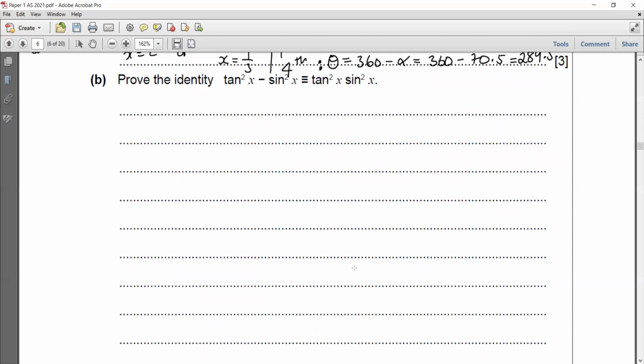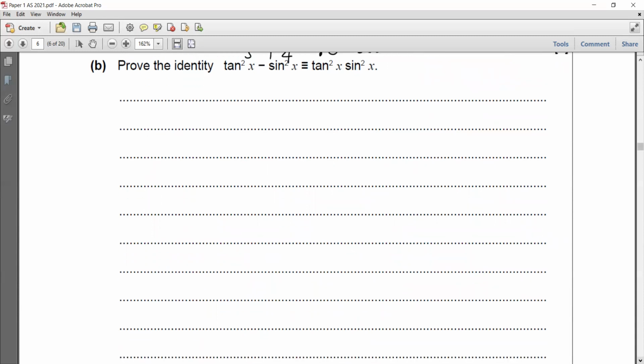Okay, B, prove the identity that tan squared x minus sine squared x is equivalent to tan squared x times sine squared x. Now with proving identities, very important, you should always work on one side and one side only. Now the side you pick is completely up to you. Pick the side that looks more complicated, because then you would simplify it. Or the side that you have some idea what you can do.